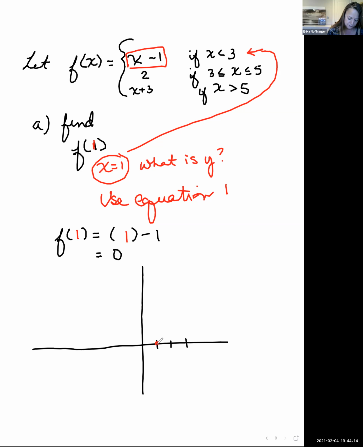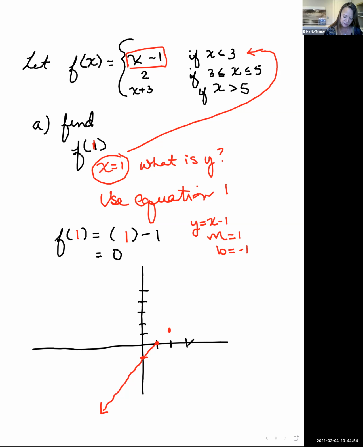It's actually in the form of y equals mx plus b. So I know my slope is 1. Looking at this, I know what my y-intercept is. It's negative 1. I can plug in 2 because 2 is still less than 3. If I plug in 2, I get back the number 2 minus 1, so 1.